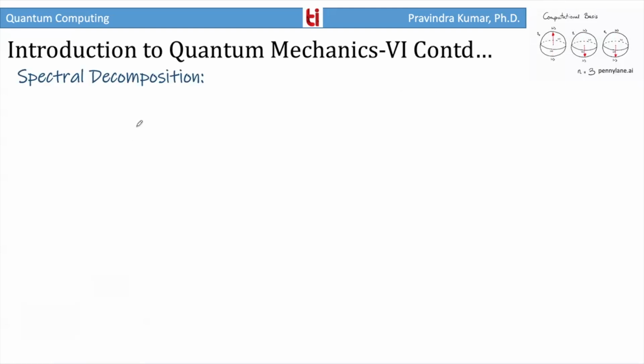We know from the previous lecture that in spectral decomposition, any operator A can be written as the sum of the eigenvalues times the corresponding outer product of the eigenvector. Here lambda i is the eigenvalue and vi is the corresponding eigenvector.